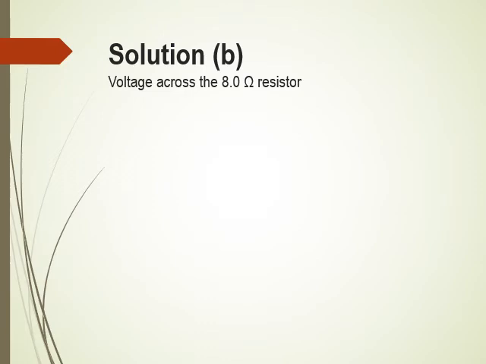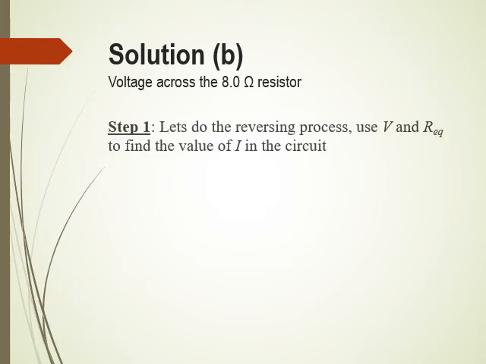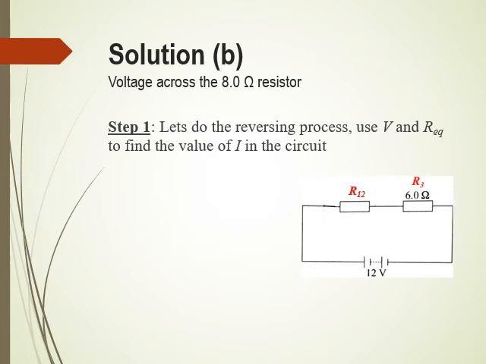Question B. Calculate the voltage across the 8 ohm resistor. How are we going to solve this question? Now, step 1, let us do the reverse process by using R total and V total to find the value of the I in the circuit. Because as you can see in the diagram, these three components are now connected in series. So by using V equals IR, we have 12 equals I times 9.08. And the current flowing in this circuit is equal to 1.32 ampere.